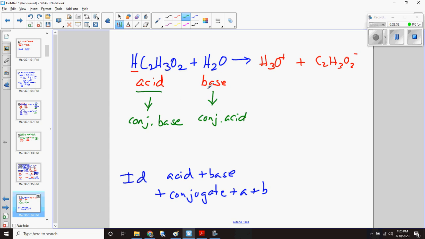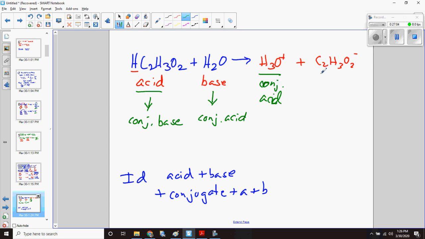So let's do the base first. What does the base make? The base ends up making, by accepting a proton, a conjugate acid. So here it is. H3O plus has an extra proton and, given the chance, could donate it. So H3O plus is going to be my conjugate acid for the problem.